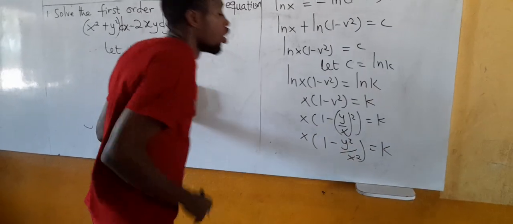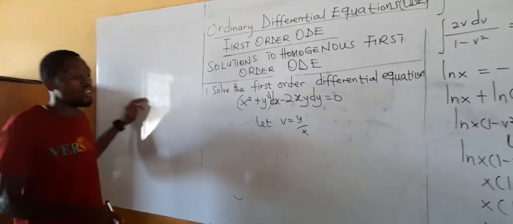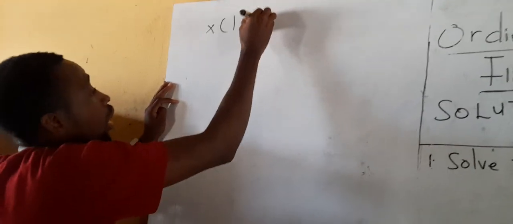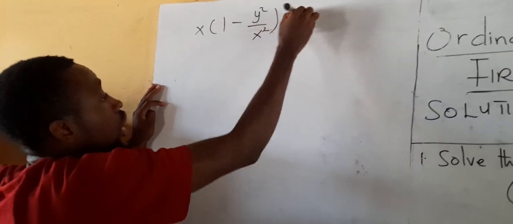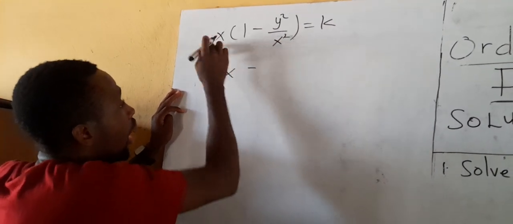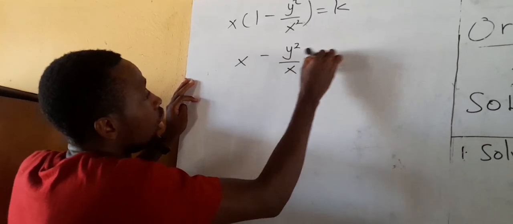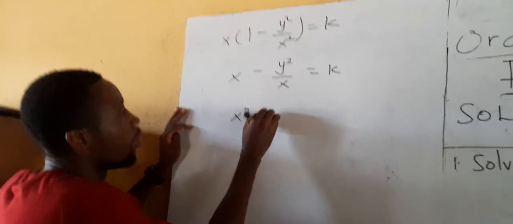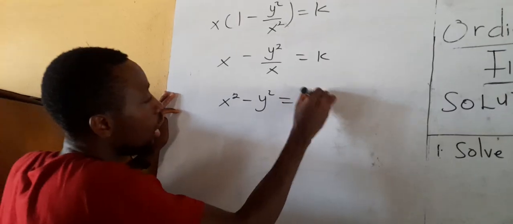You can just let x multiply that. We expand. We have x(1 minus y squared over x squared) is equal to k, right? So this times this will give us x. This times this, remember the x will reduce this by 1, so y squared over x is equal to k. What's the next thing? We can multiply through by x. So we get x squared minus y squared is equal to kx.